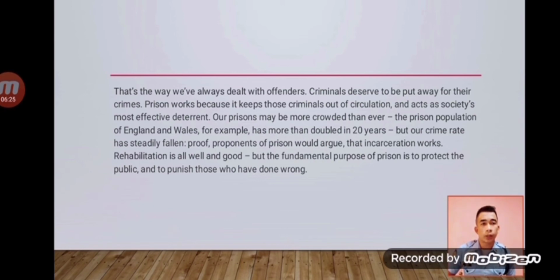Our prisons may be more crowded than ever. The prison population of England and Wales, for example, has more than doubled in 20 years, but our crime rate has steadily fallen. Proponents of prison would argue that incarceration works for rehabilitation as well, and that is good, but the fundamental purpose of prison is to protect the public and to punish those who have done wrong.